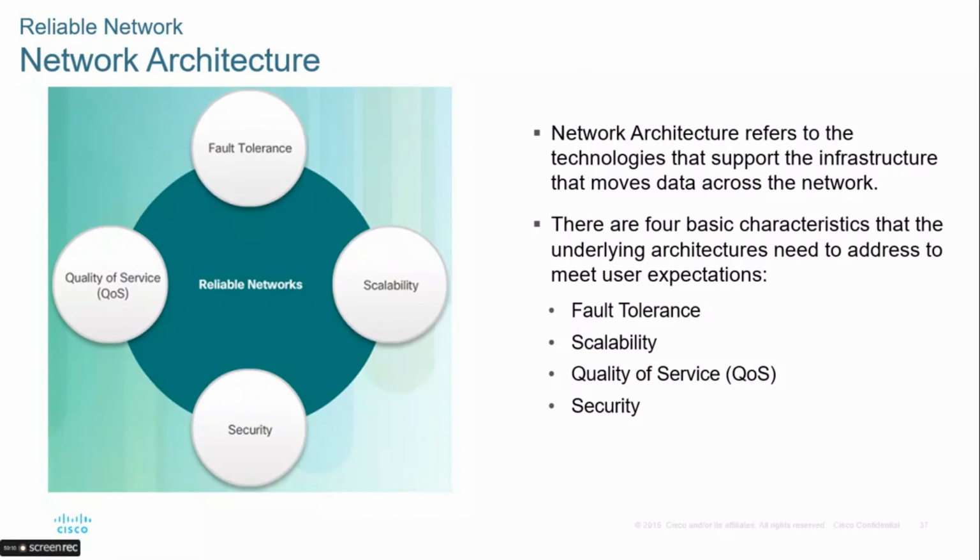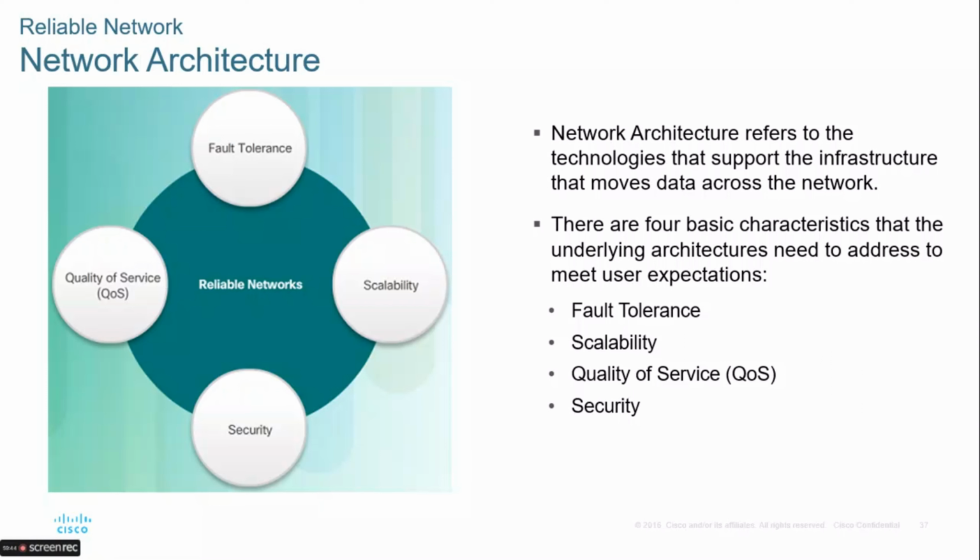So there are some network architectures. For you to have a reliable network, it means that you depend on it. When you need it, it's available. When you need to learn or collaborate, it's available. It's faster, and it gives you your needs on time. There are some principles that are followed to ensure that you've got a reliable network.